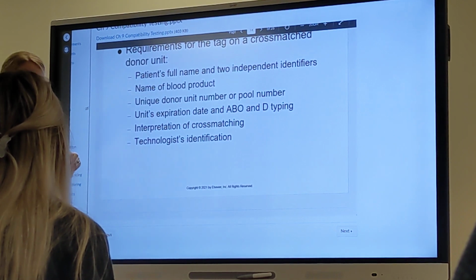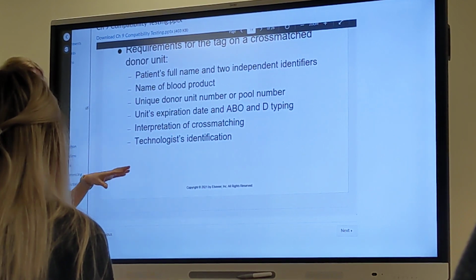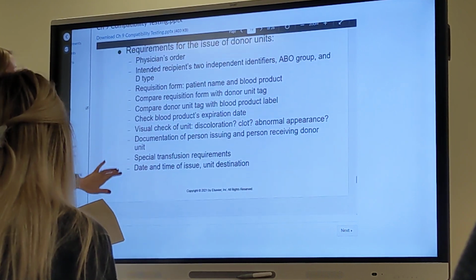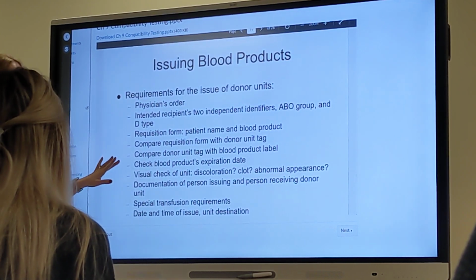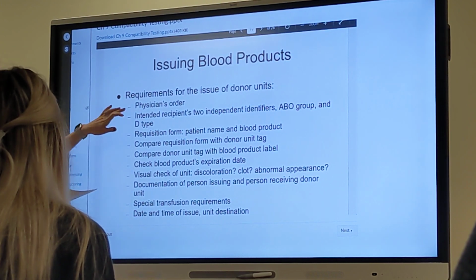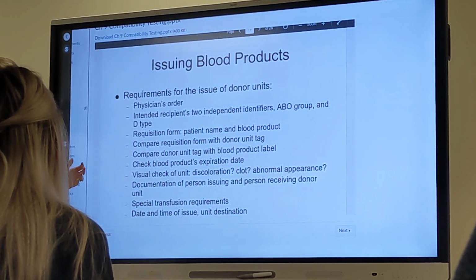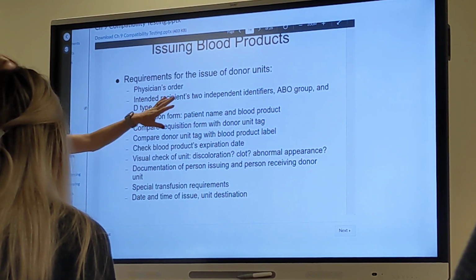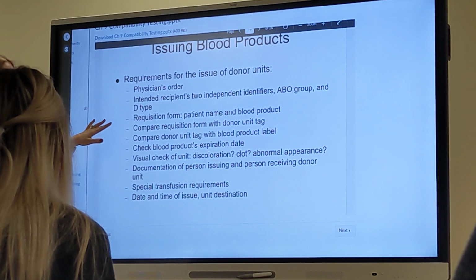If it's electronically cross-matched, the tag will say that too. All the information is going to be on the tag. So issuing blood means the person is going to come to the window and pick it up. You have to have a physician's order. You're never going to cross-match blood without the order. It says who it's supposed to go to, the identifiers, their ABO and D type.